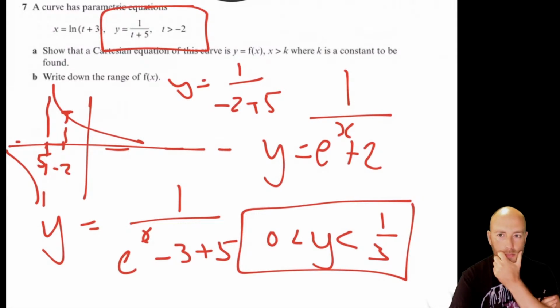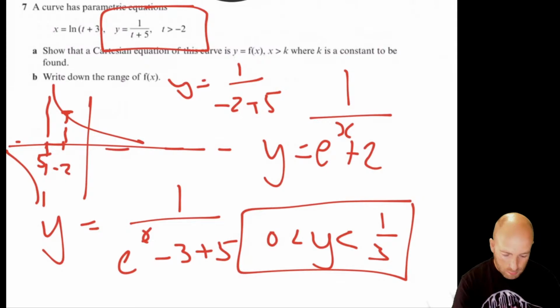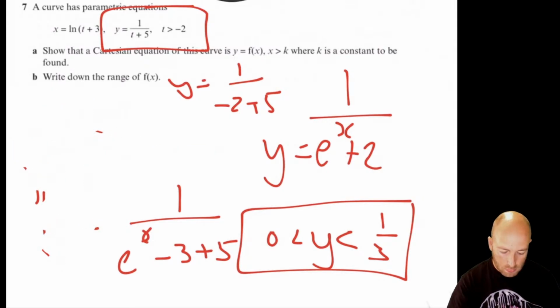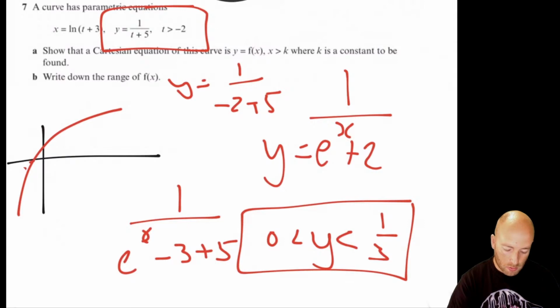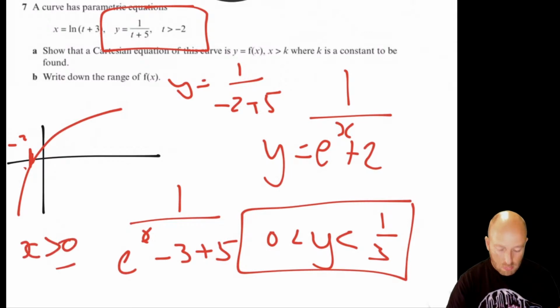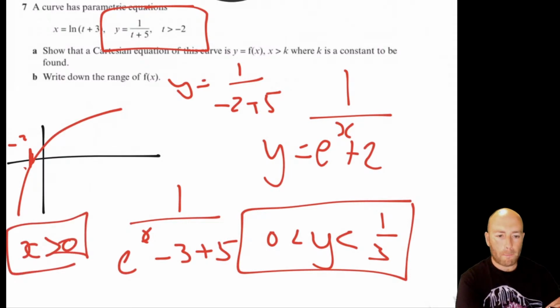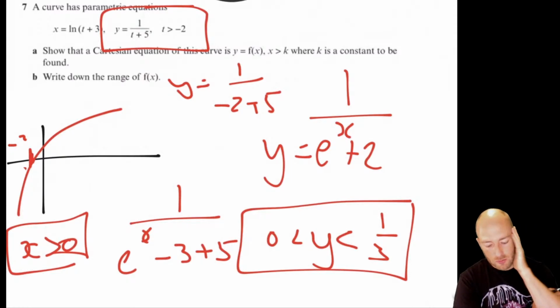I need the domain as well. Cool. So if I draw the x one, t plus 3, okay. That's going to be minus 2. We know t is greater than minus 2. So x is greater than 0, I think. Yeah. Well spotted. Yeah, so yeah, okay. You were right, Roddy. You were sketching that first bit. Cool.